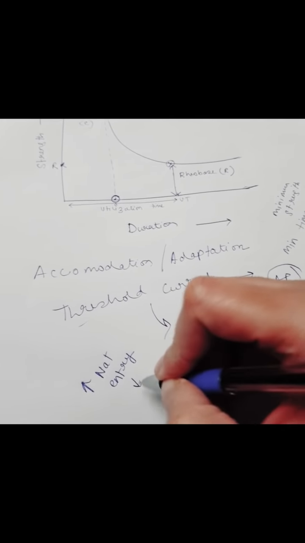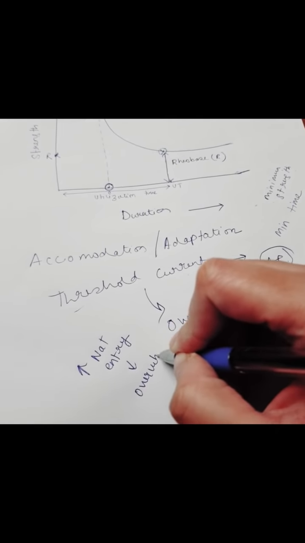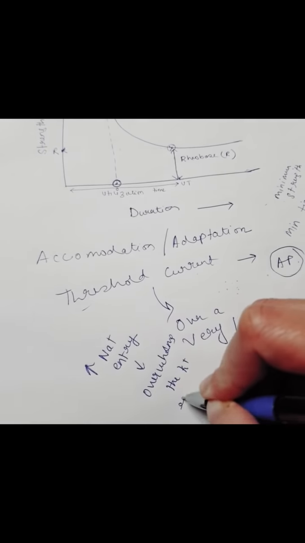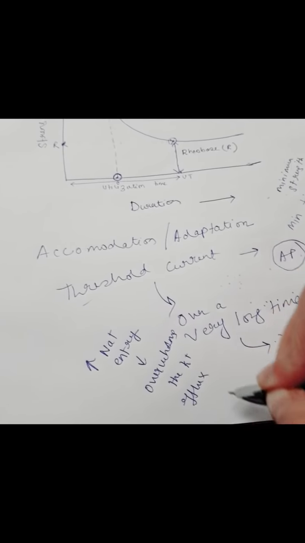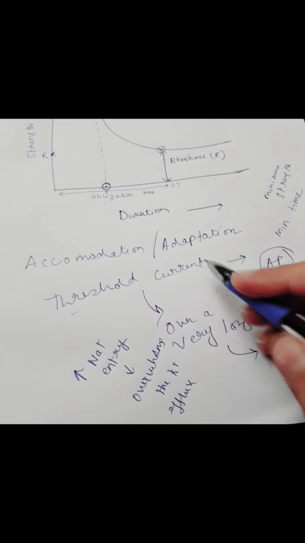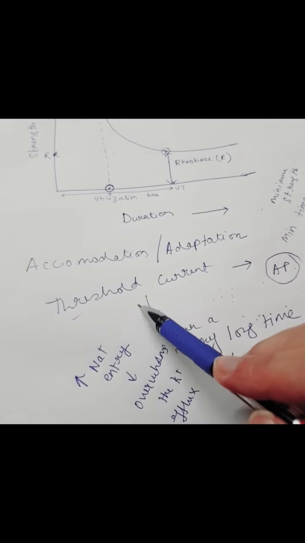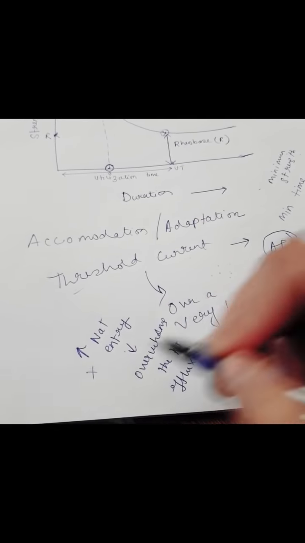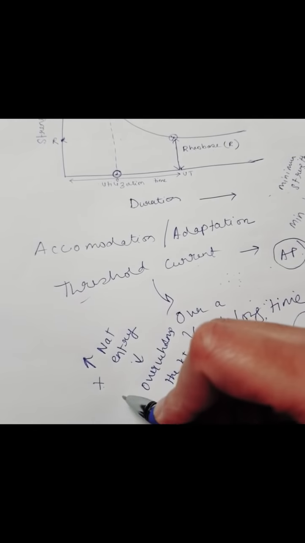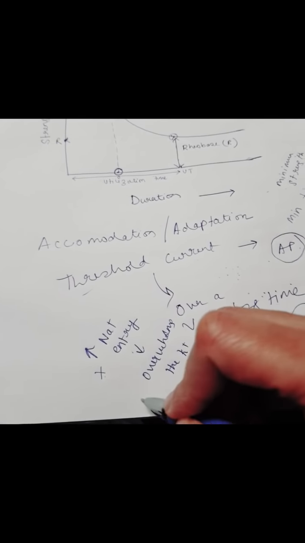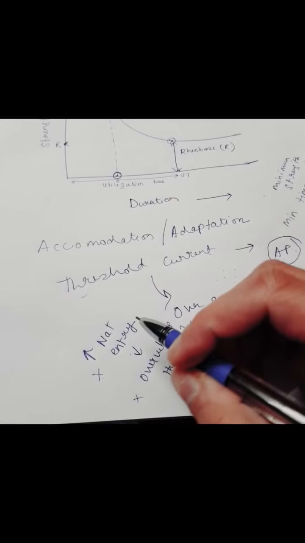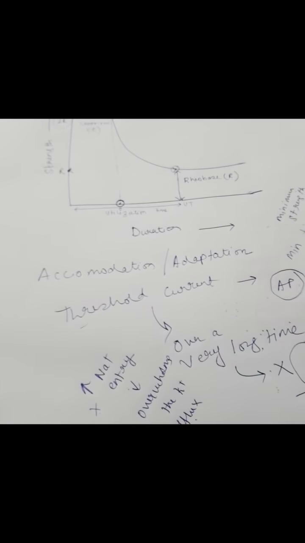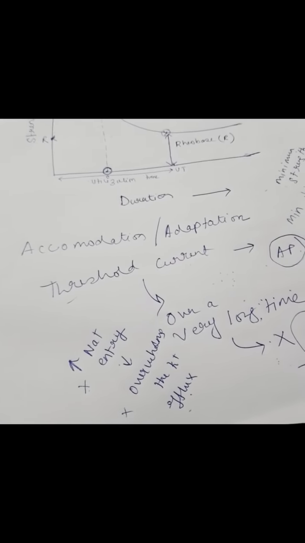This explosive entry overwhelms the potassium efflux. But if this stimulus is given over a very long time, this explosive entry will not occur. And thus, this will not overwhelm the potassium efflux. So, the sodium entry and the potassium efflux will cancel each other out and we won't get an action potential.